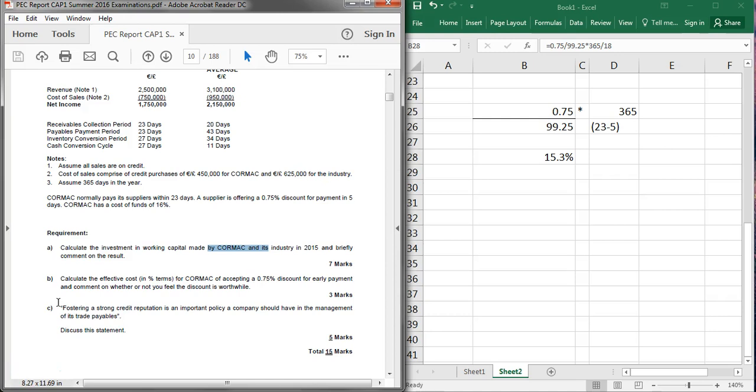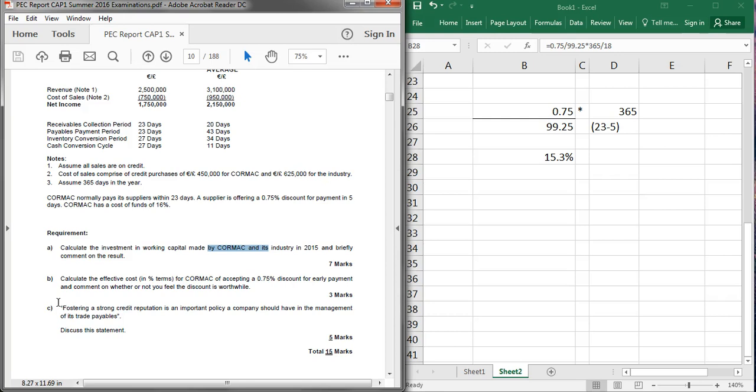Alright, so although this is a narrative type question, it was more applied in its thinking. It asks you, fostering a strong credit reputation is an important policy a company should have in the management of trade payables. So this means you should foster or develop your own strong credit reputation, and you're going to discuss this statement. So what you're looking for is 5 solid points. Why is it important to develop a strong credit reputation? This is the same as if it's personal finance. Right? You want to be known to be able to pay your debts on time.